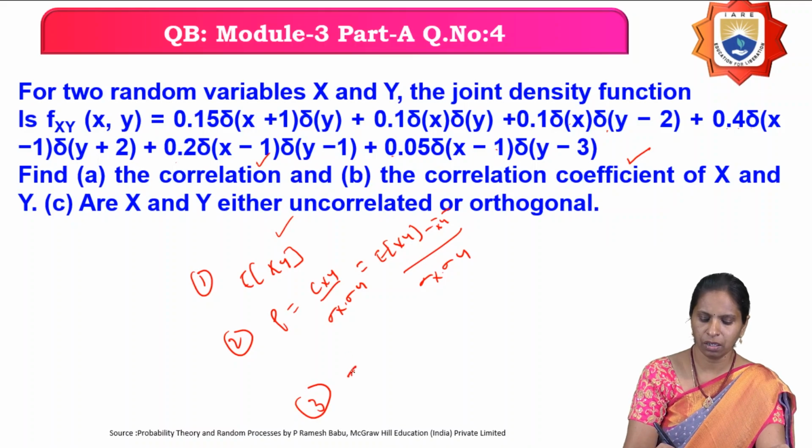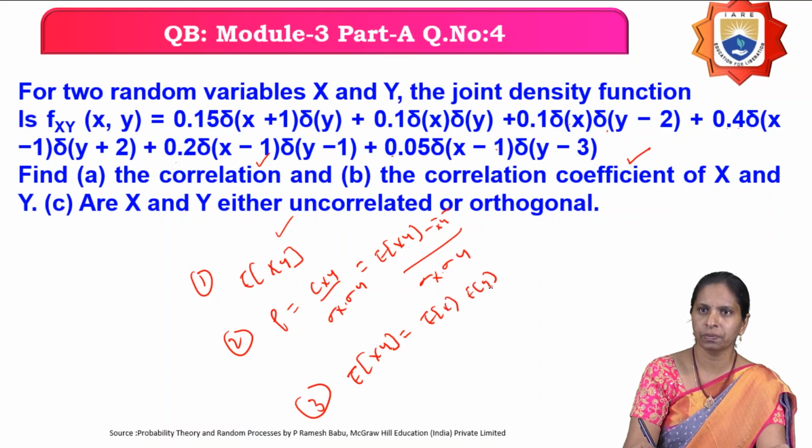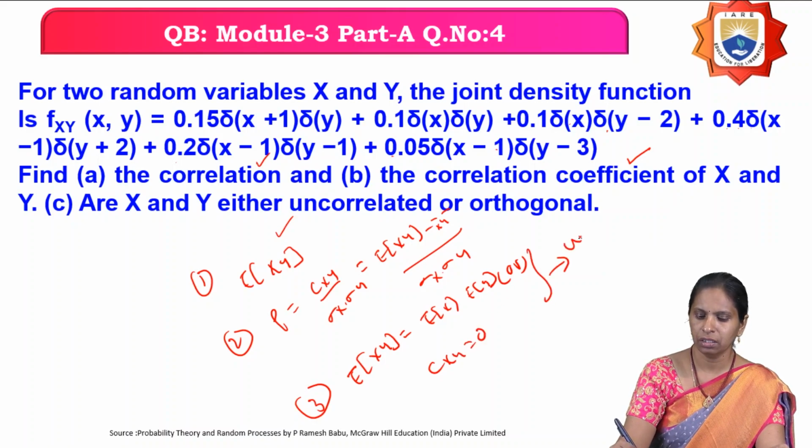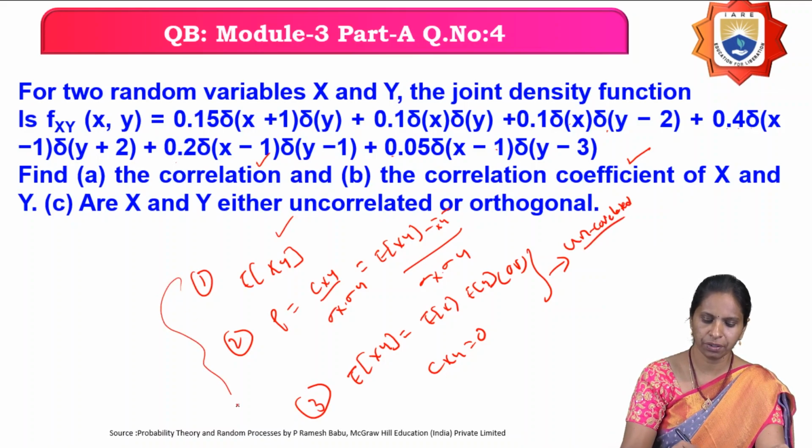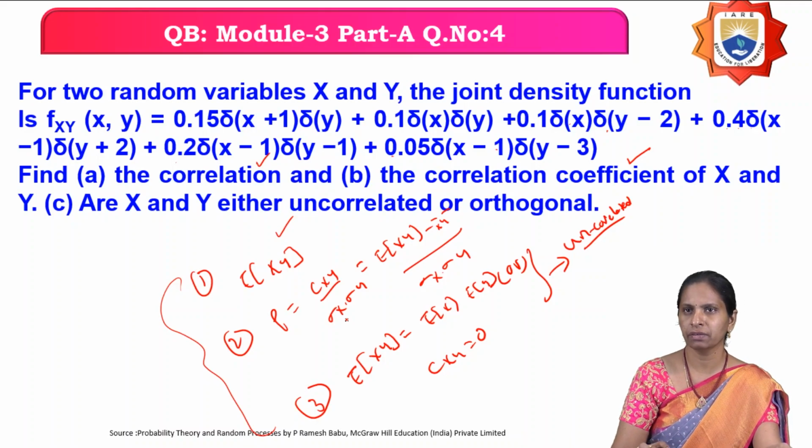If they are uncorrelated, then E of xy is equal to E of x into E of y. Or else you can write down, if the covariance is equal to 0, then you can say that they are uncorrelated or orthogonal random variables. So these are the three formulae you have to use to calculate the given data.